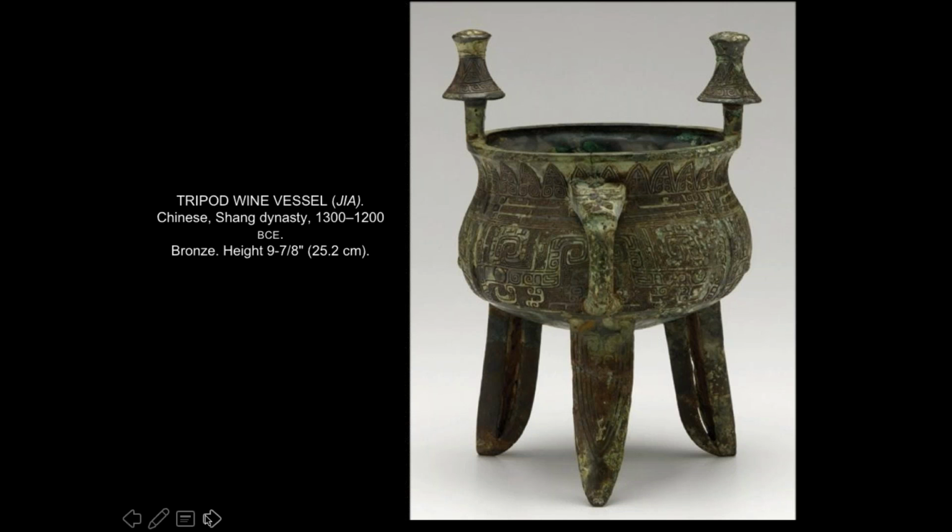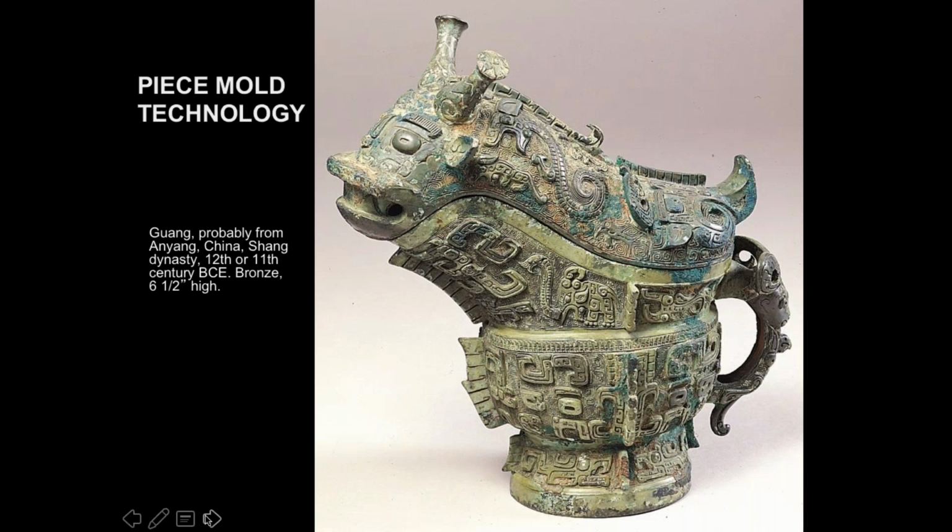But this would be the type of object that they would provide an offering to, like wine. They would also offer grains and meats, and there were other vessel types that were created as well. This is a gong, and again, it's from the Shang Dynasty. It's made out of bronze. It is a piece mold technology.